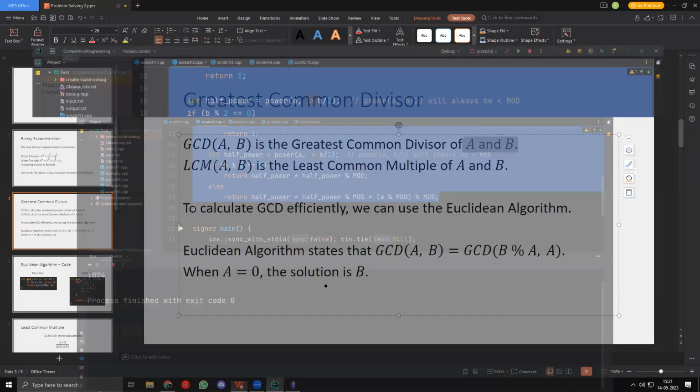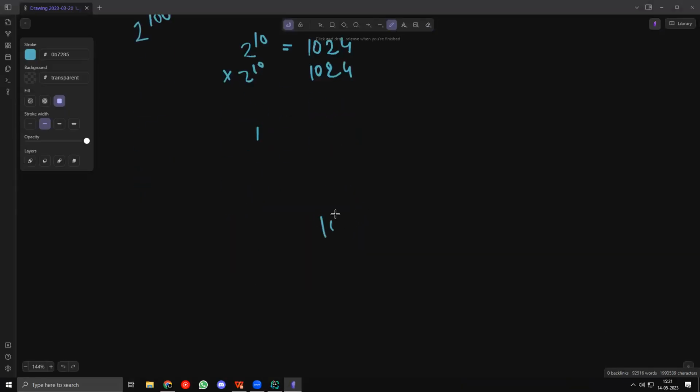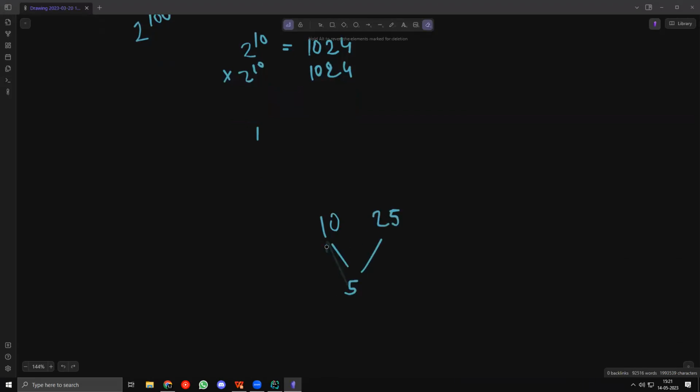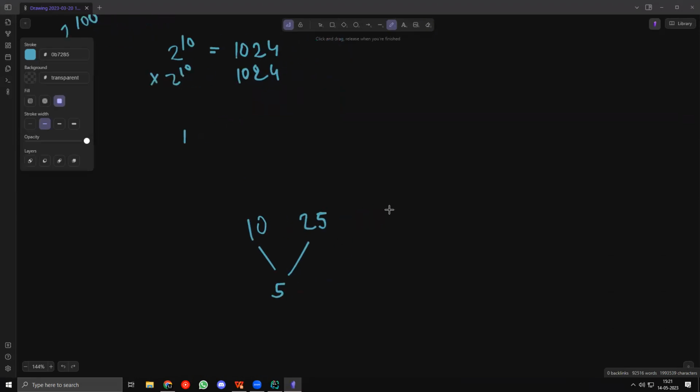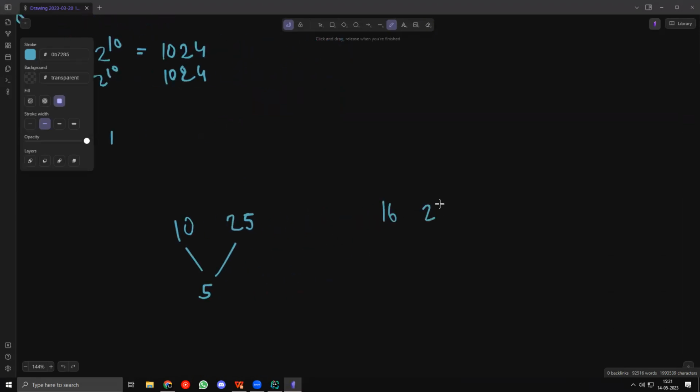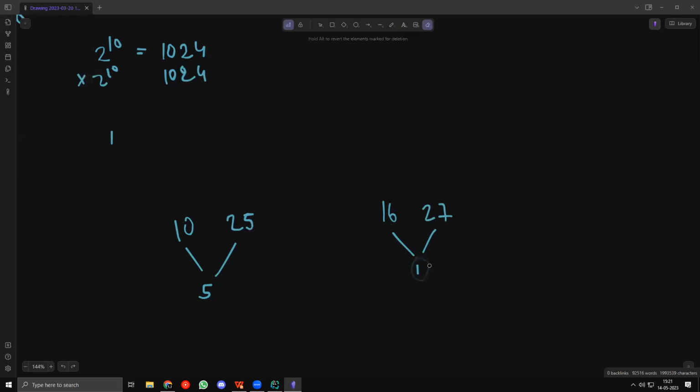For example, let us say I have 10 and 25. Then the GCD is going to be 5, right? Because 5 divides both of them. So that's the GCD. Now let me take, for example, 16 and 27. In this case, there is no common divisor, so the GCD is just 1, because there's no number that divides both of these values, right?